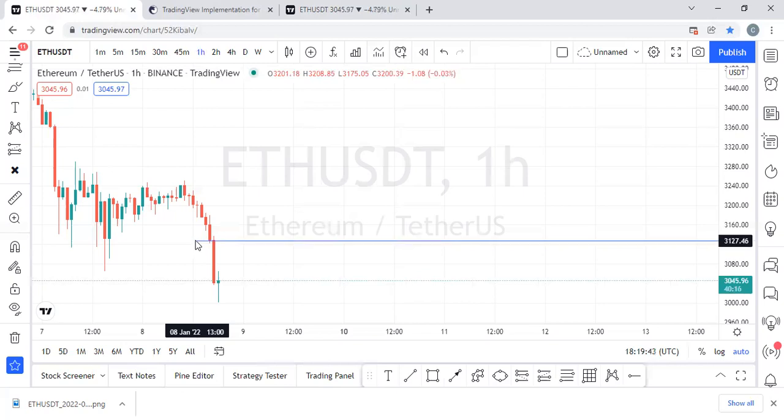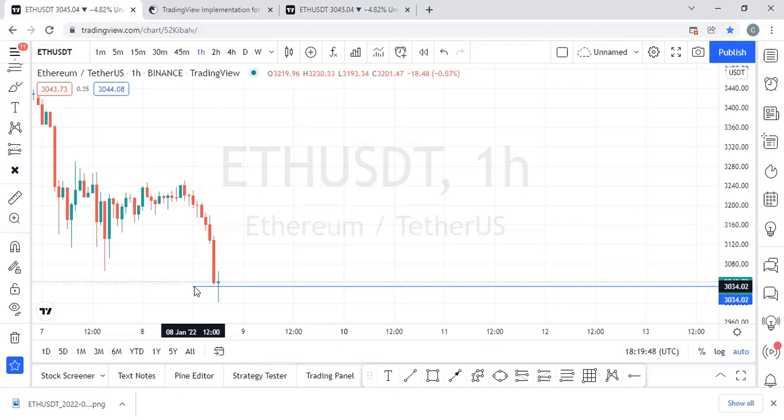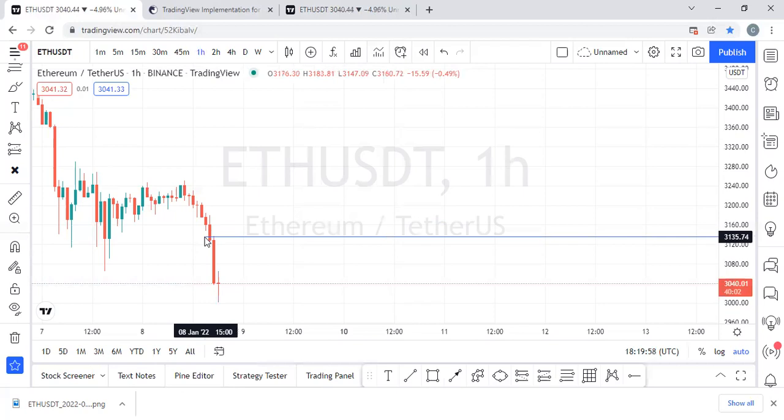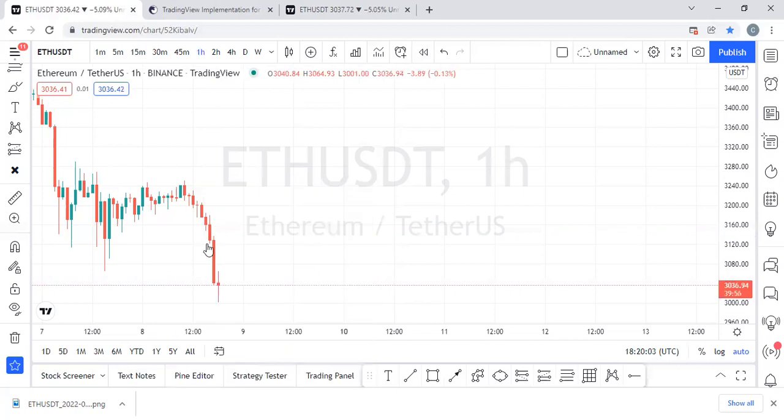Sorry, from 3125 it dropped down to 3037. Right, Ethereum dropped more than $70 or thereabouts. Just this drop. Ethereum dropped quite a bit with this. So this kind of tells us what happened even if we are not around. It gives us the perspective of what happened.